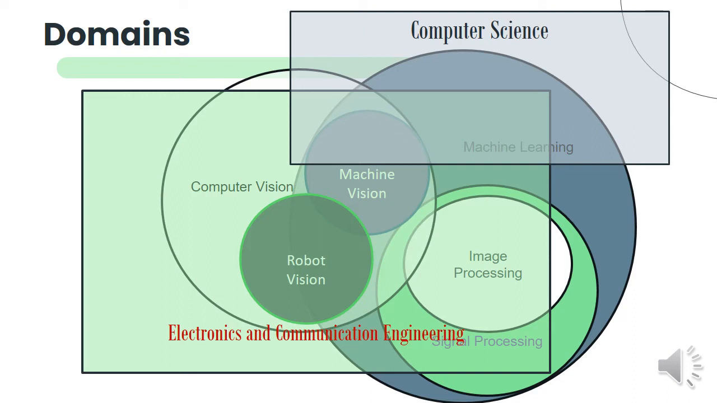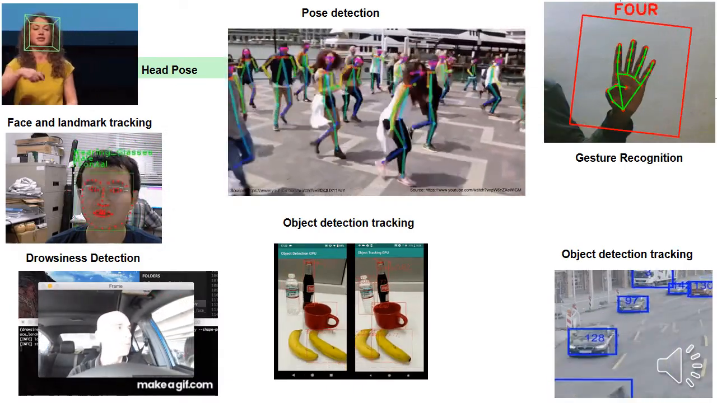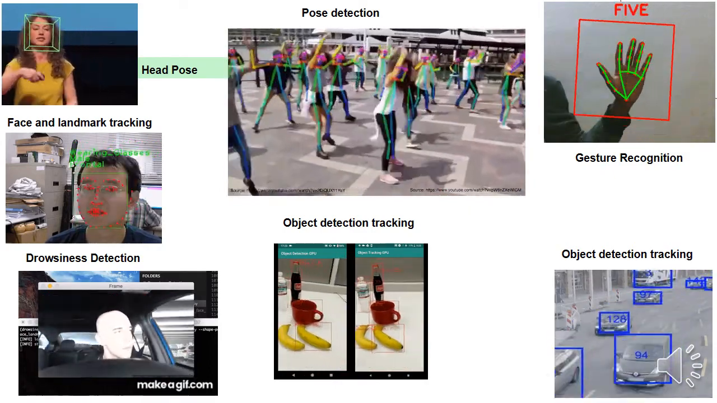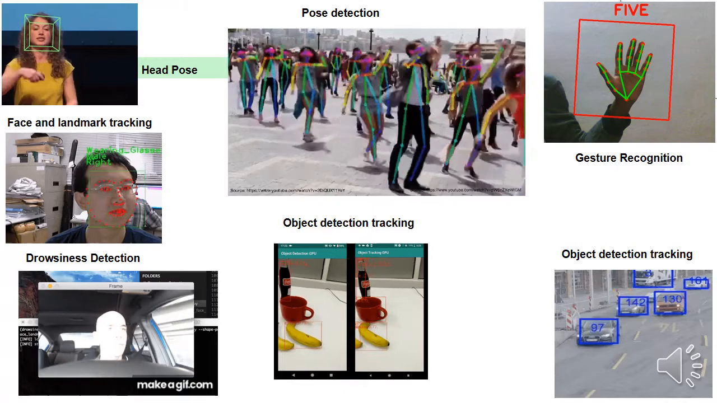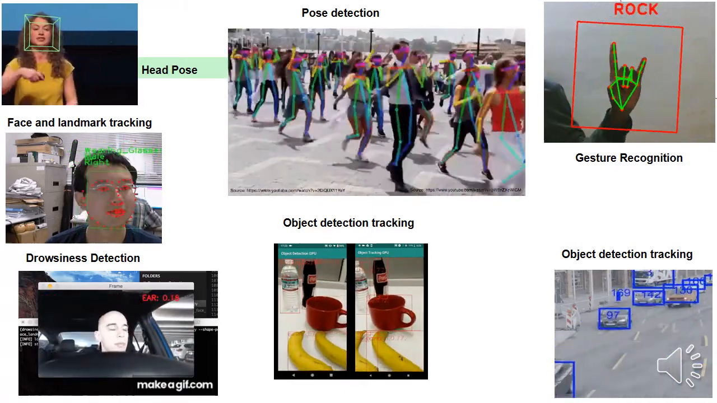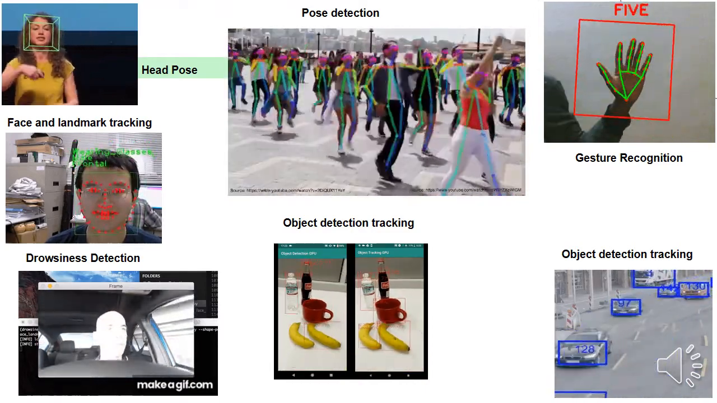Communication just has enormous applications. AI and computer vision have several applications. If you see, there has been a way to find out the head position. There has been research going on to find out the pose, to recognize the gesture, to track an object, to find the number plates of automobiles, and everywhere there is application.